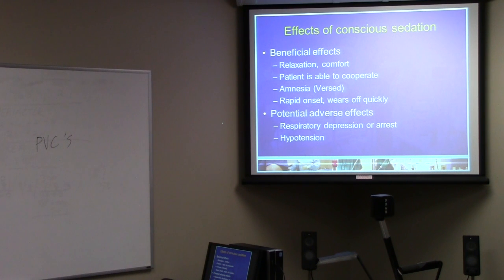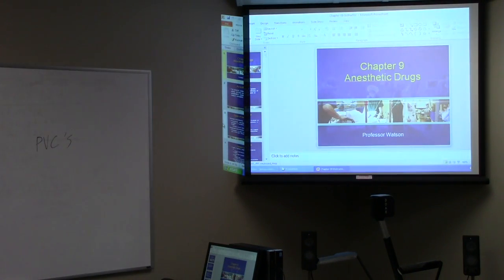And those are some of the reasons I just went over a moment ago. For relaxation, the patient's going to be comfortable. The patient may have to help do something. Very rapid onset, and it's going to wear off very quickly as well. But there are some potential adverse reactions, but the patient will still be monitored during the procedure. That is it. We're done.